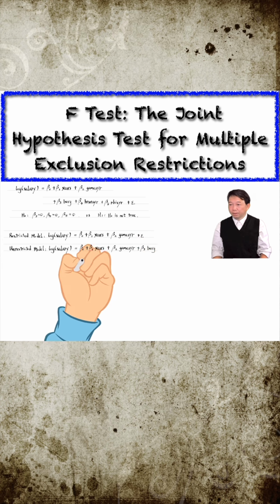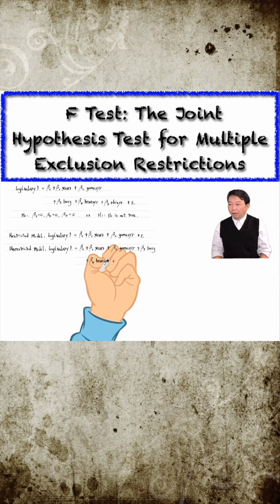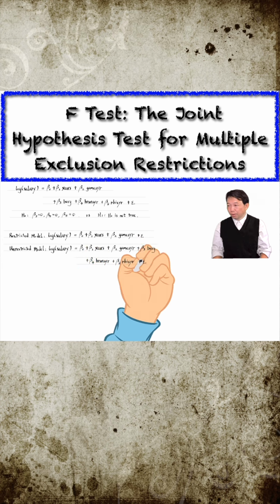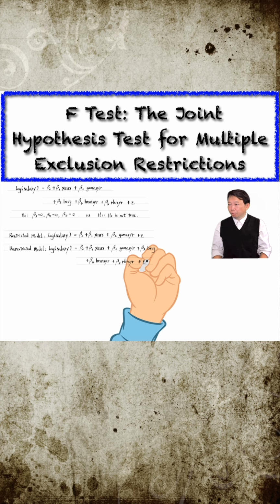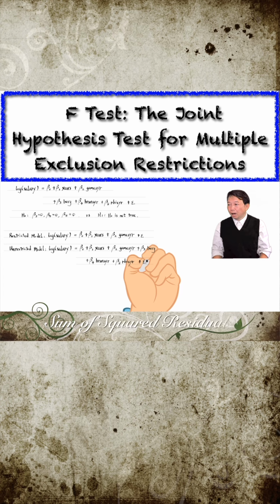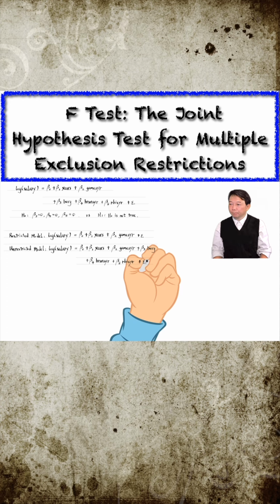The restriction is that the three coefficients of the performance variables are 0 in our case. So the restricted model must be shorter than the unrestricted model. The F-test compares the sum of squared residuals from the restricted model to that from the unrestricted model and determines whether the change is large enough to reject the null hypothesis.